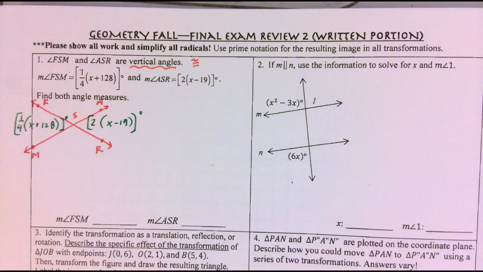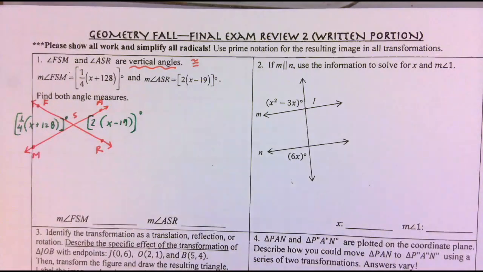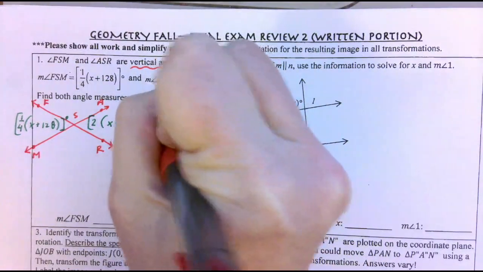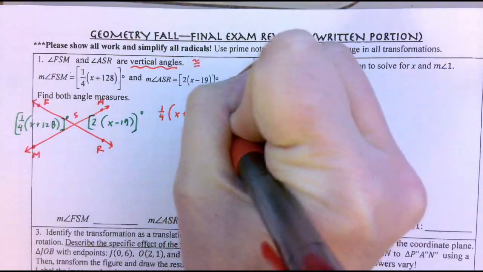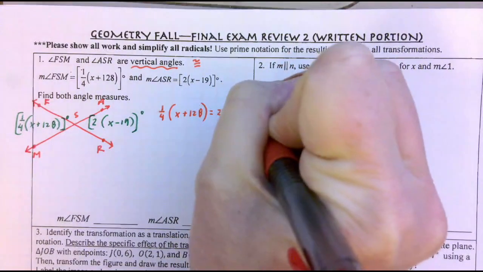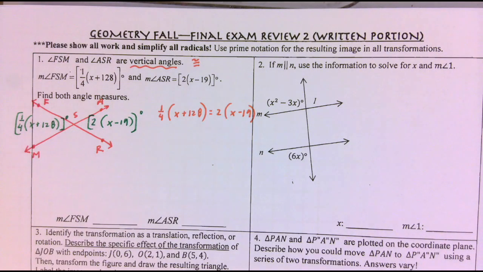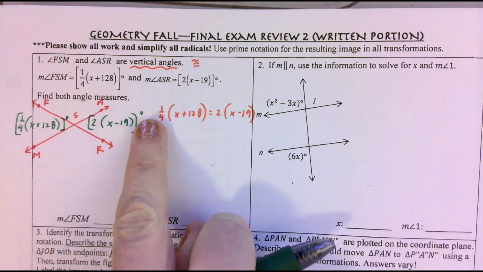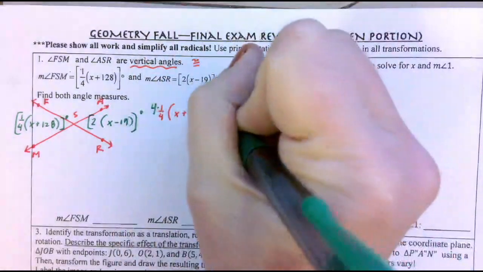And now as I build my equation, I know that these angles are congruent. Their measures must be equal. So I can say that 1/4 times x plus 128 is equal to 2 times x minus 19. Now I can make the choice to clear the fraction first, or I could distribute, then clear it, right? There's some options here. I'm going to clear it now. So since I see that there's a fraction here, 1/4, I'm going to multiply both sides of my equation by 4. So times 4, times 4.